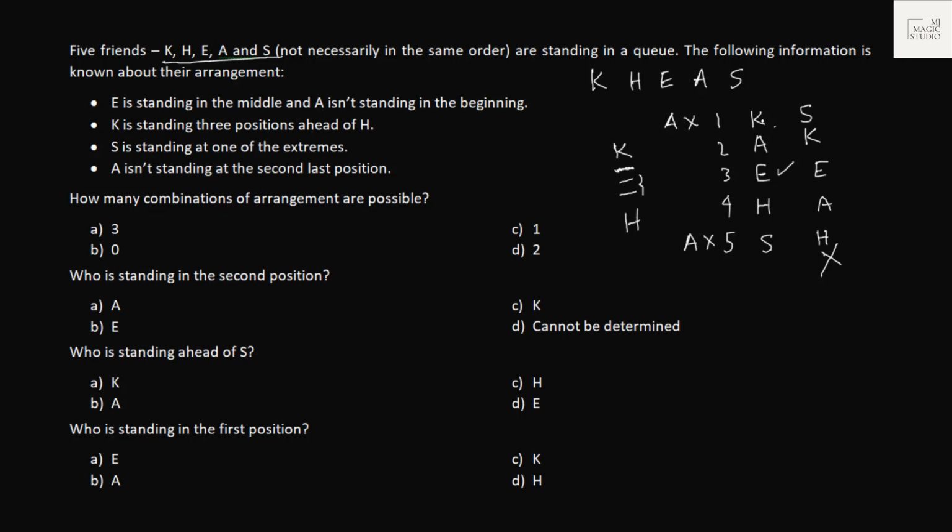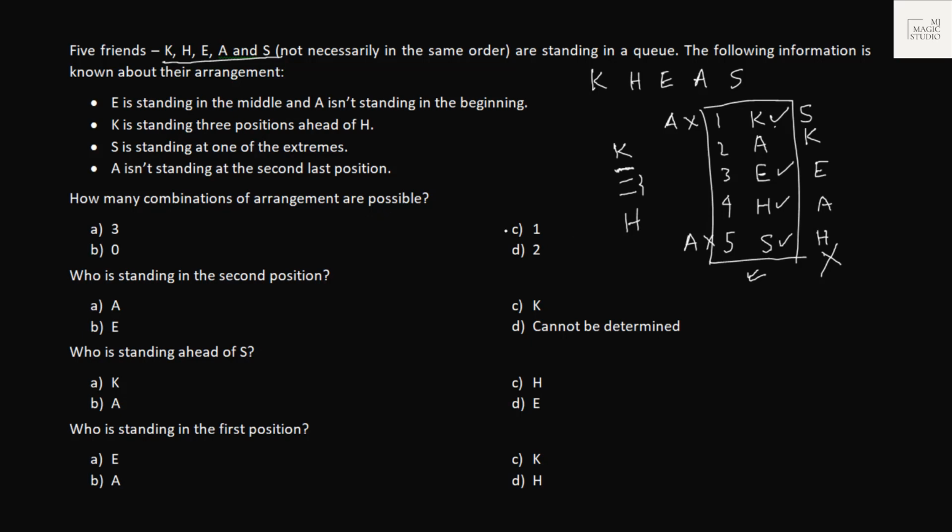E is standing in the middle, bingo. A is not at the beginning. K is standing 3 positions ahead of H, 1, 2, 3 position, correct. S is standing at one of the extremes, correct. And A isn't standing at the second last position. This is the Q position what we have got. Now we can answer these 4 questions in no time.